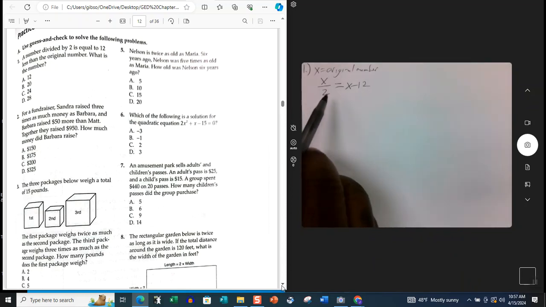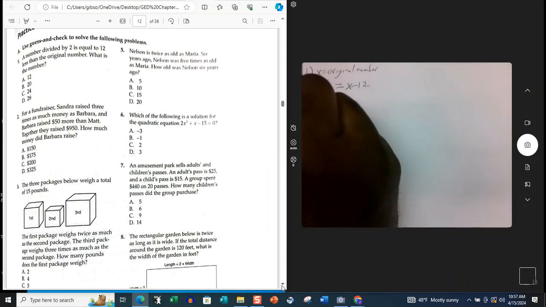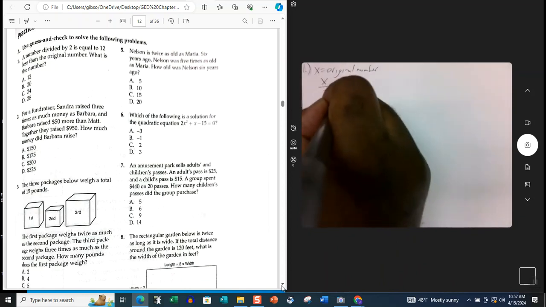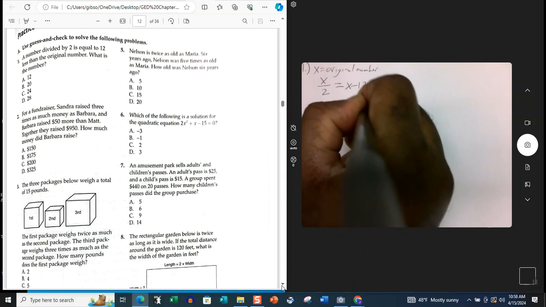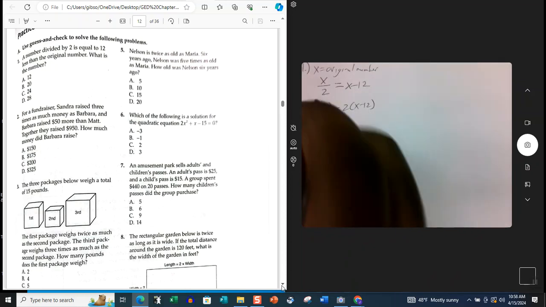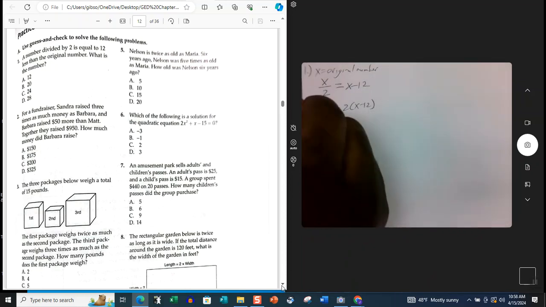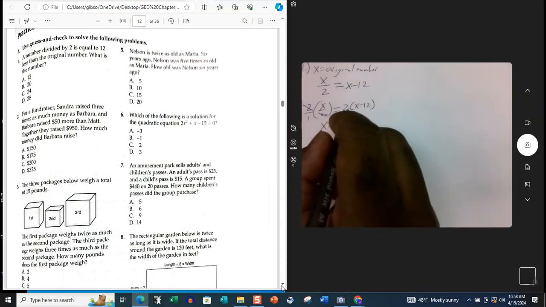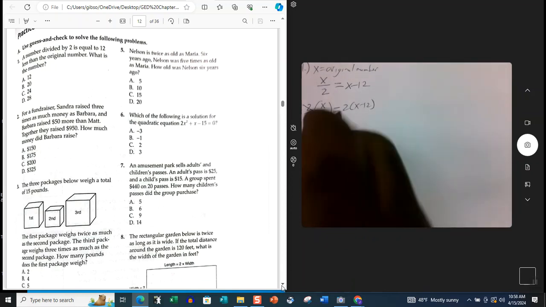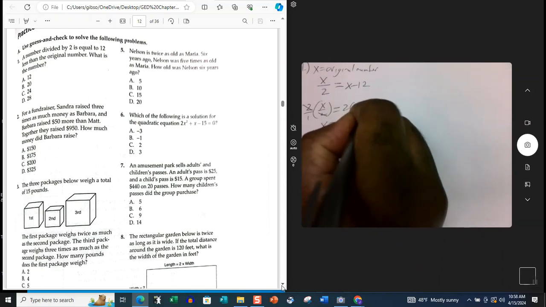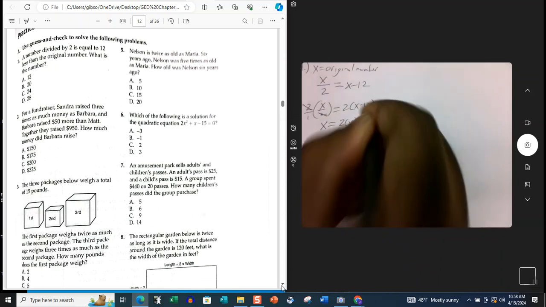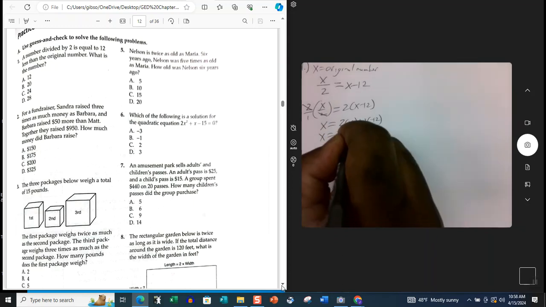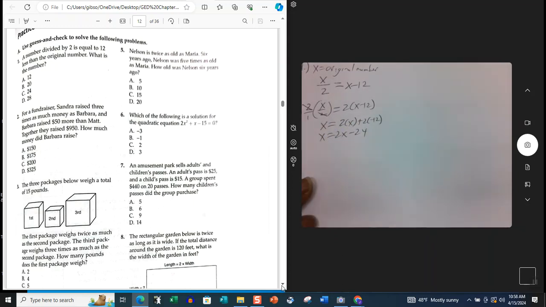Now we have to go through and solve this for x. So first of all, we want to get rid of this fraction. So we'll multiply each side by 2. Now we can make this 2 over 1. These 2's will simplify out and leave us x. X is equal to, now we will have to do the distributive property, 2 times x plus 2 times negative 12. So we have x is equal to 2x minus 24.